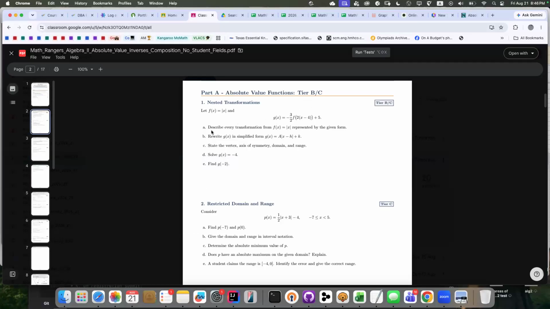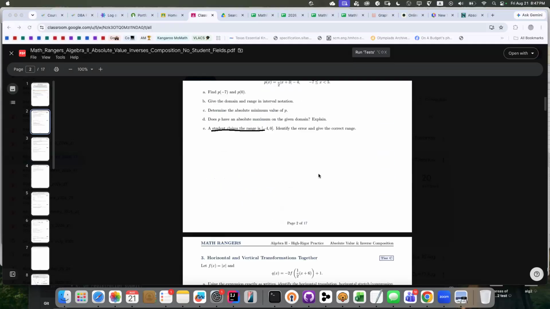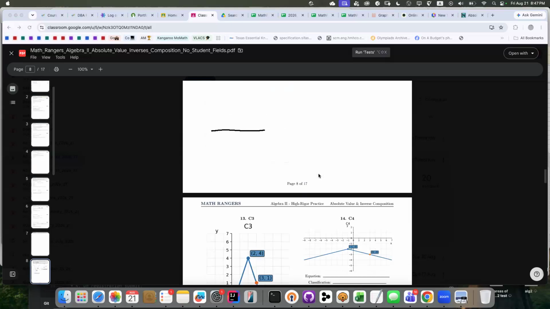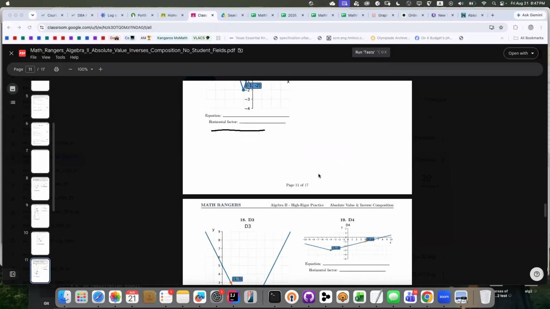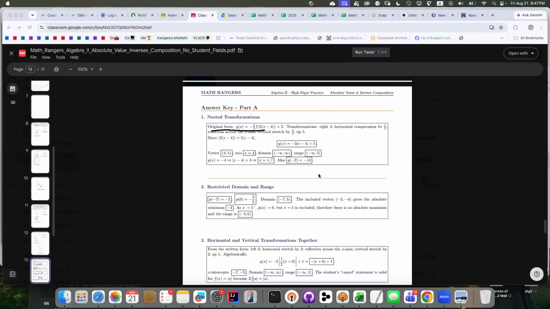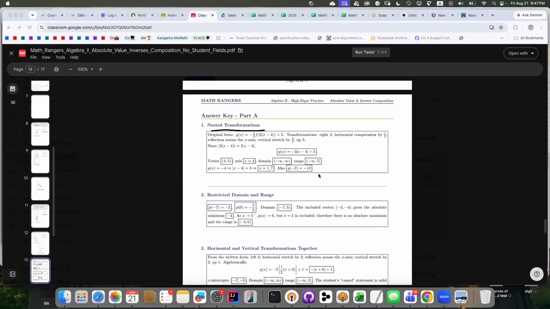No. The expectation is describe every transformation. But it says C. On C it says state the verse. Yeah. You have to draw the graph. That's the procedure, right? Definitely, I want you to draw the graph for these ones. Then I thought you wanted it just by looking at the equation. I was supposed to find it. No, how can you do that? I thought there was some way. No, you have to draw.